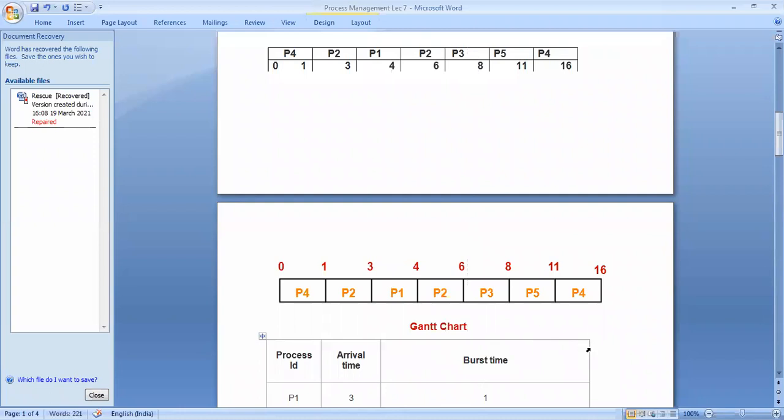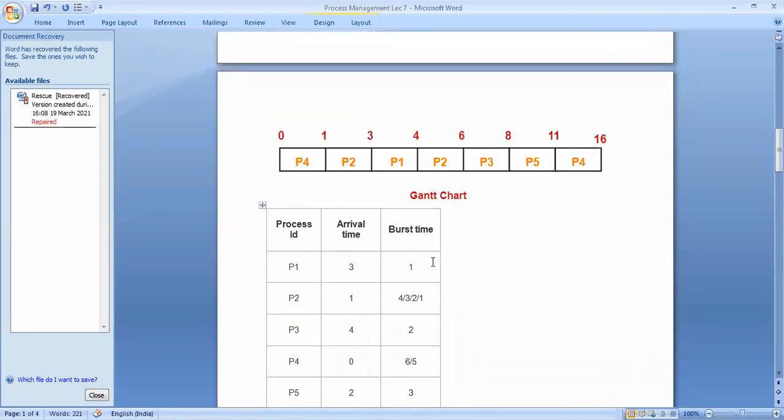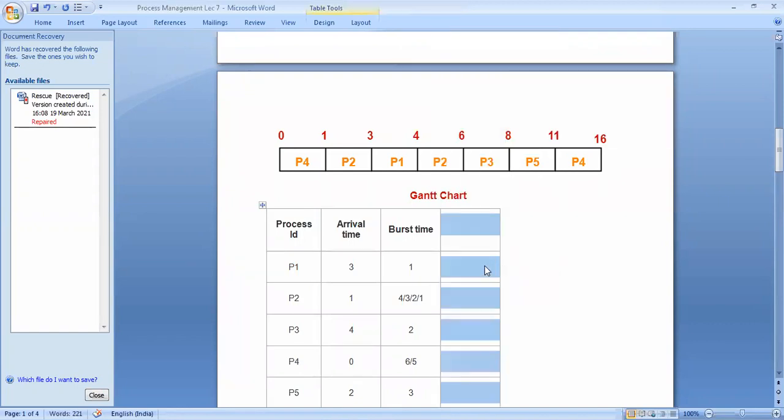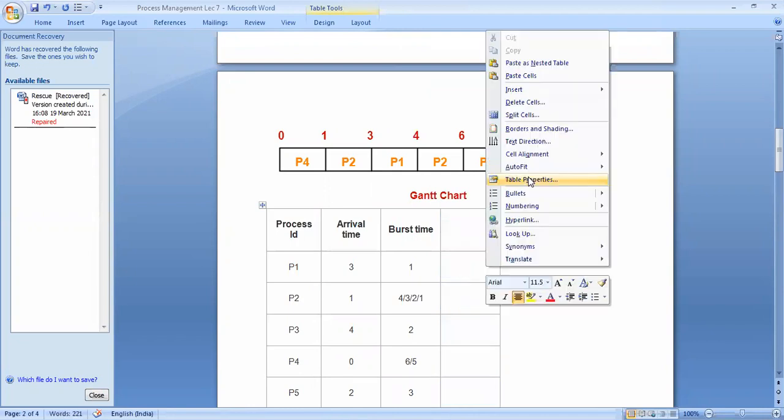Arrival time, burst time, insert right, insert right.